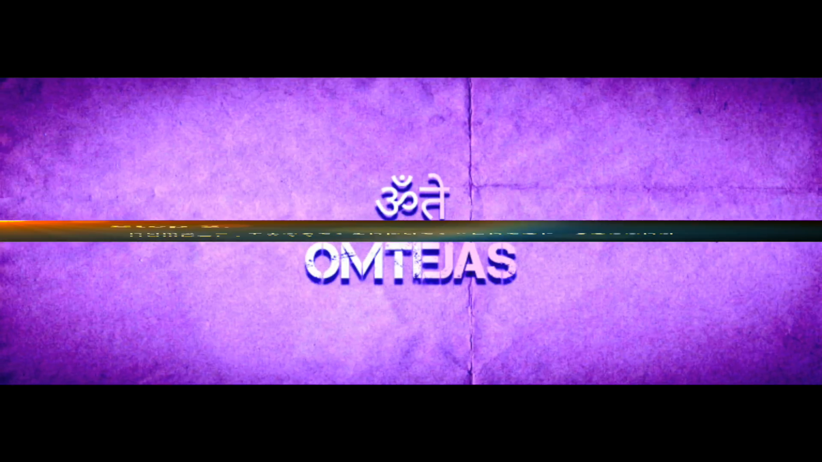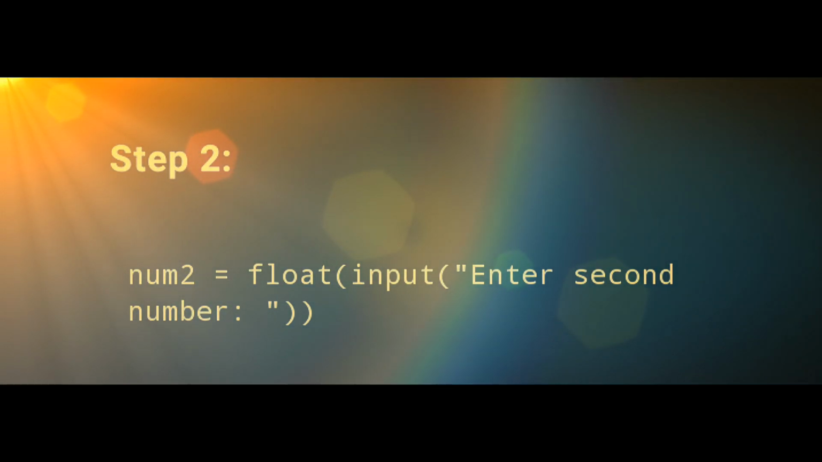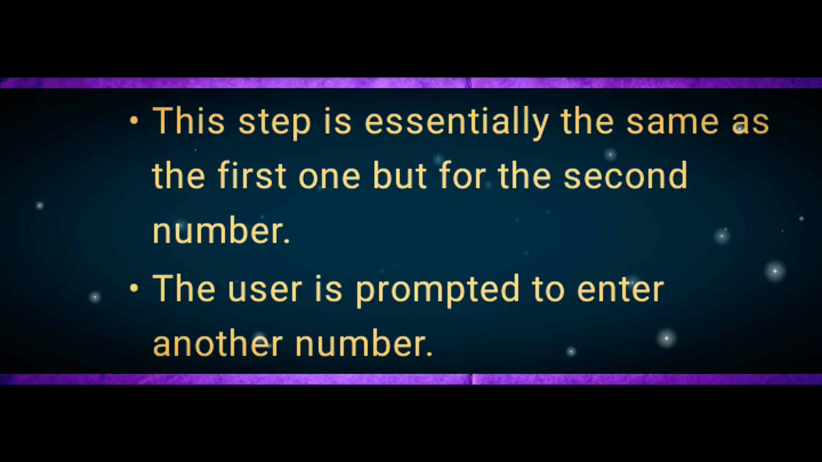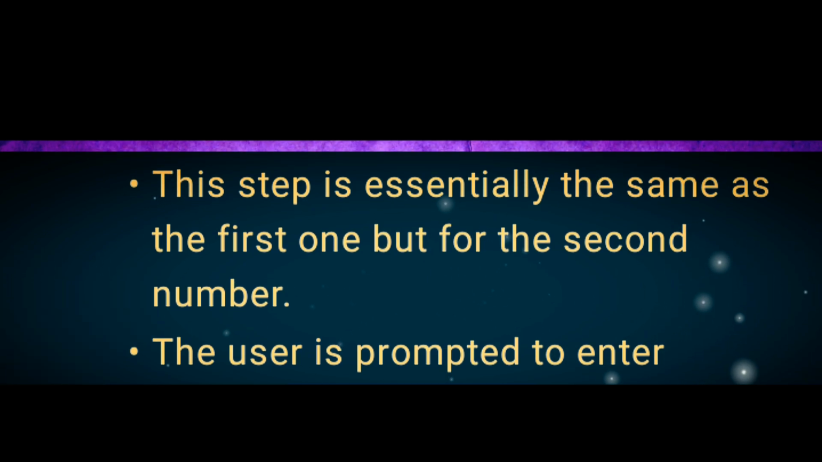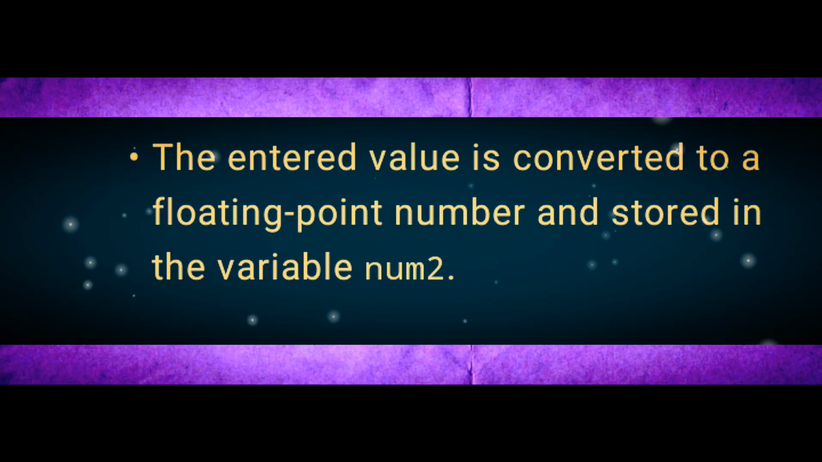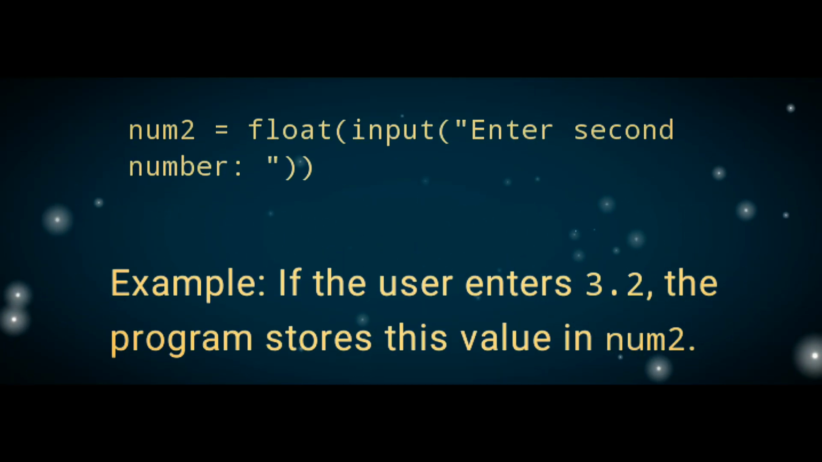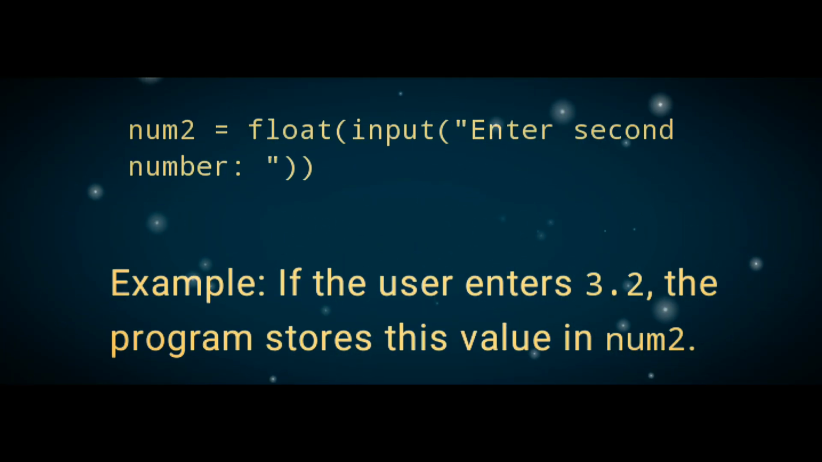Step 2: num_2 = float(input("Enter second number: ")). This step is essentially the same as the first one, but for the second number. The user is prompted to enter another number. The entered value is converted to a floating point number and stored in the variable num_2. Example: if the user enters 3.2, the program stores this value in num_2.